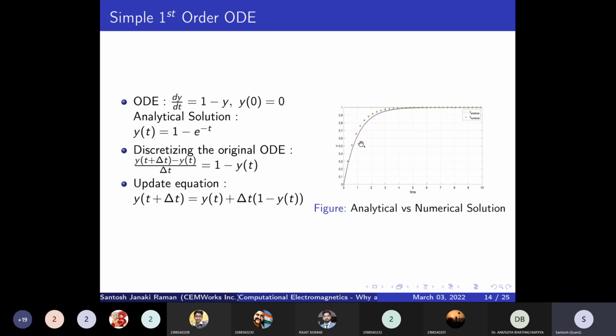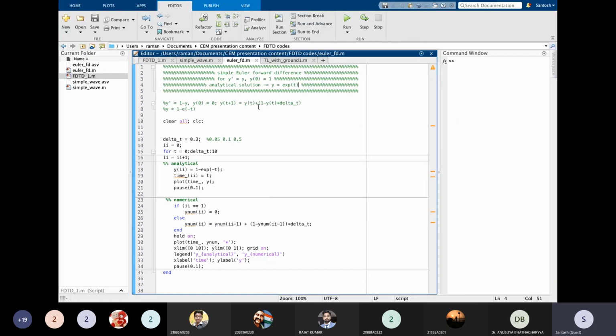So I'll just give a simple graph. The purple one is the analytical and the dotted one is the numerical value. And this is for a given discretization. If you make the discretization smaller and smaller, you'll get a more accurate matching between the analytical and the numerical solution. For example, I'll just run this code.